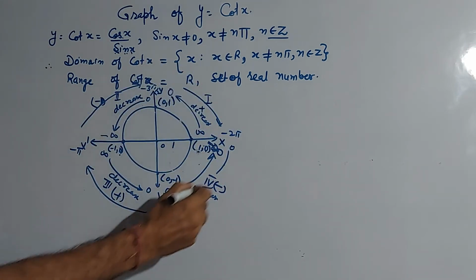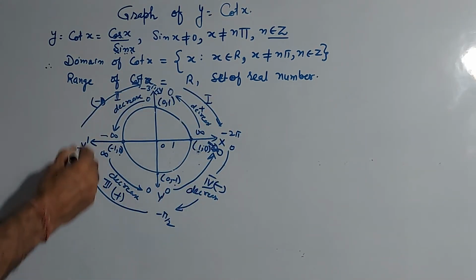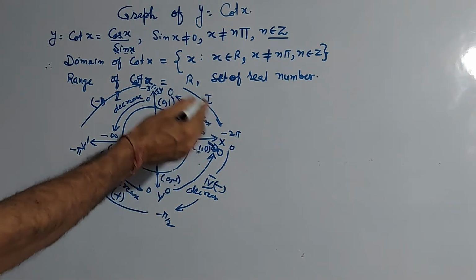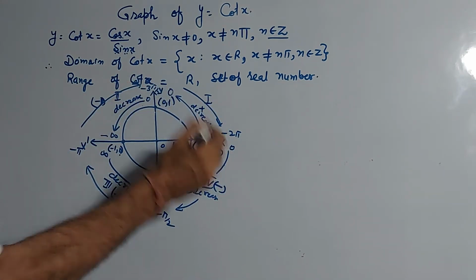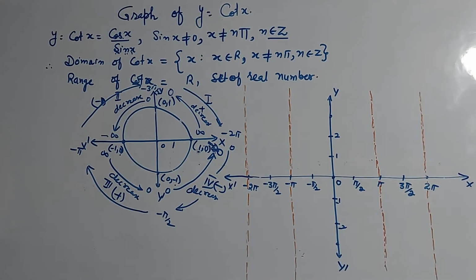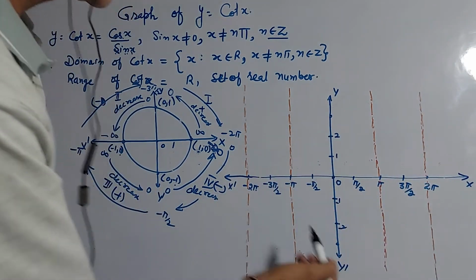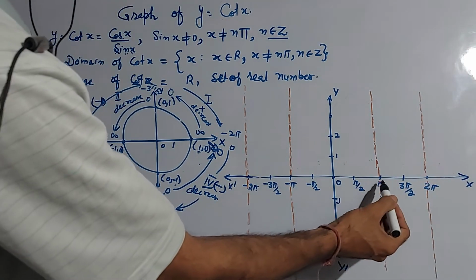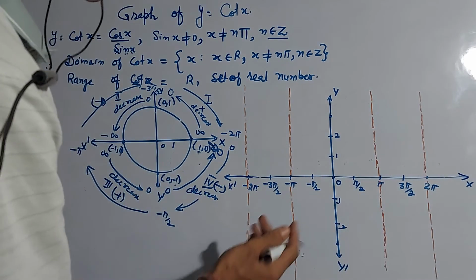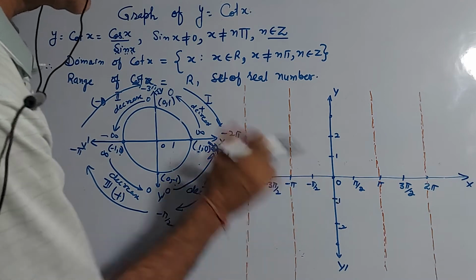Here it will complete one revolution, and in the anticlockwise direction, here is one complete revolution. Now we will draw the graph. This is the x-axis, this is the y-axis. These are the points 0, pi by 2, pi, 3 pi by 2, 2 pi, and each part is of 90 degree, 90 degree, 90 degree, and so on.